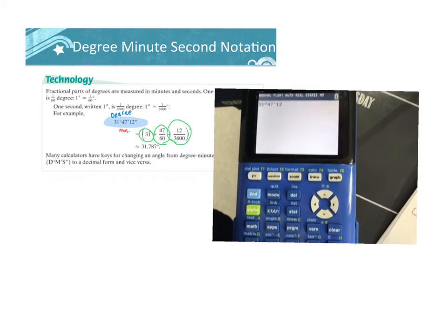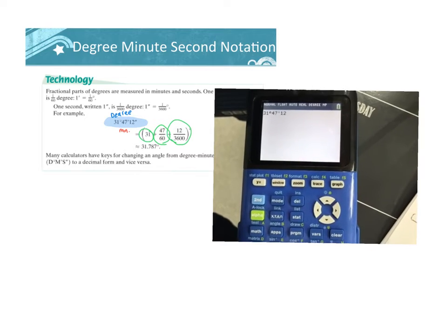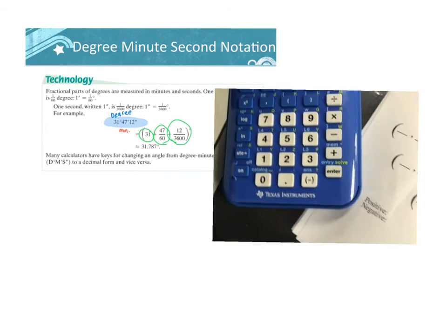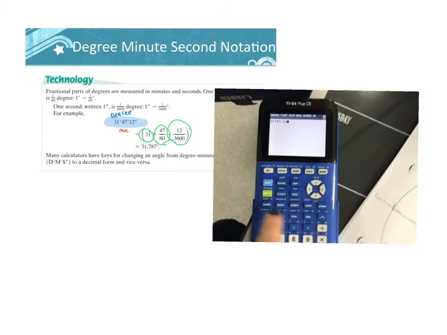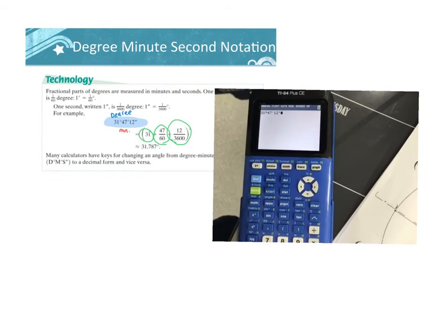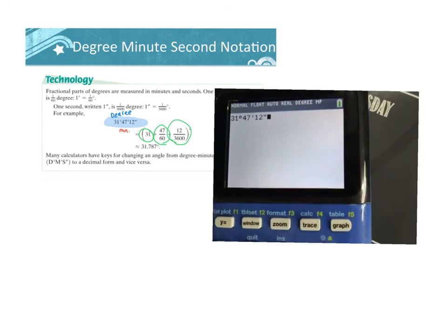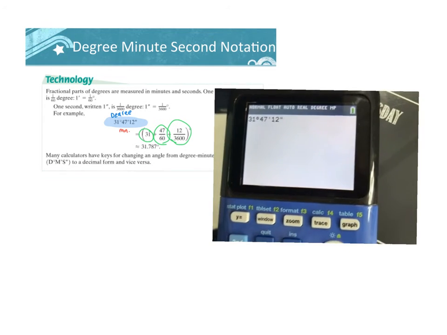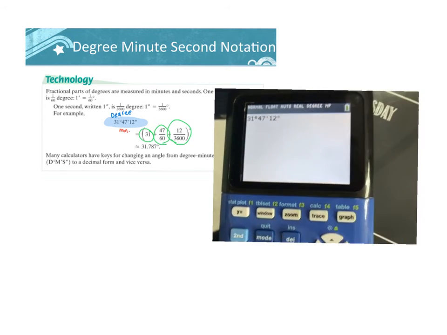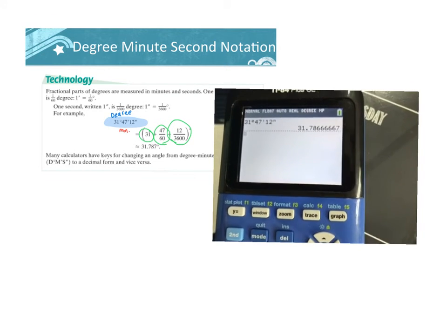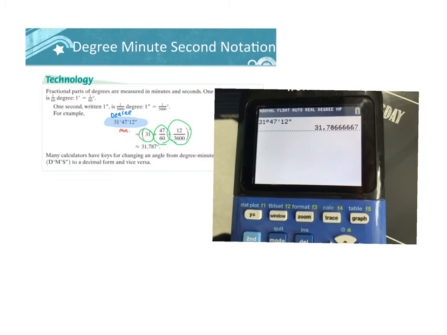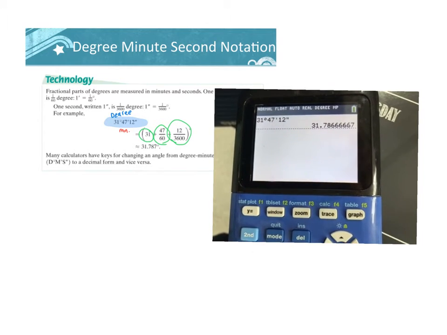And of course, your calculator can't make it easy on you and put it in the same menu. It is above your plus symbol. So I hit, on this calculator, I have to hit alpha, plus, and that's where my double tick mark is. So that's for the TI-83, the TI-83 plus, the TI-84, all of those have that kind of menu. And then you hit enter and you get the actual degree in decimal format.